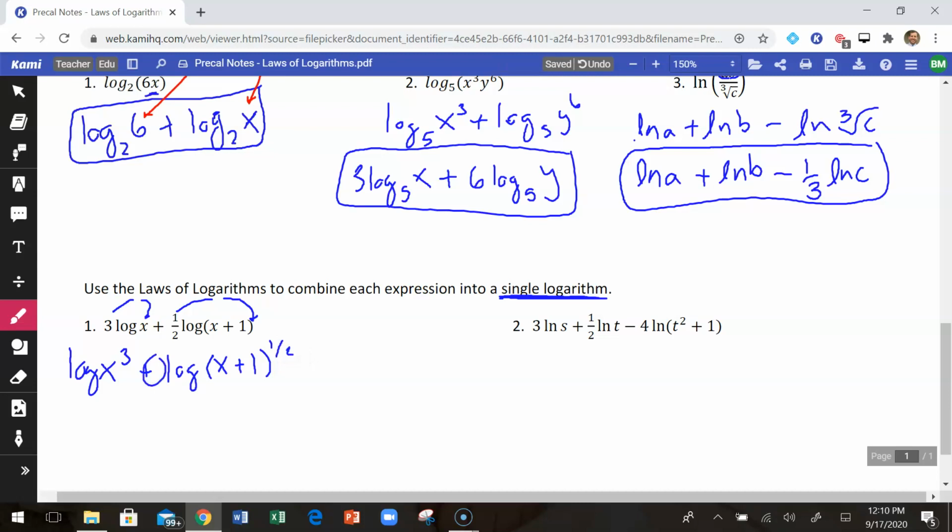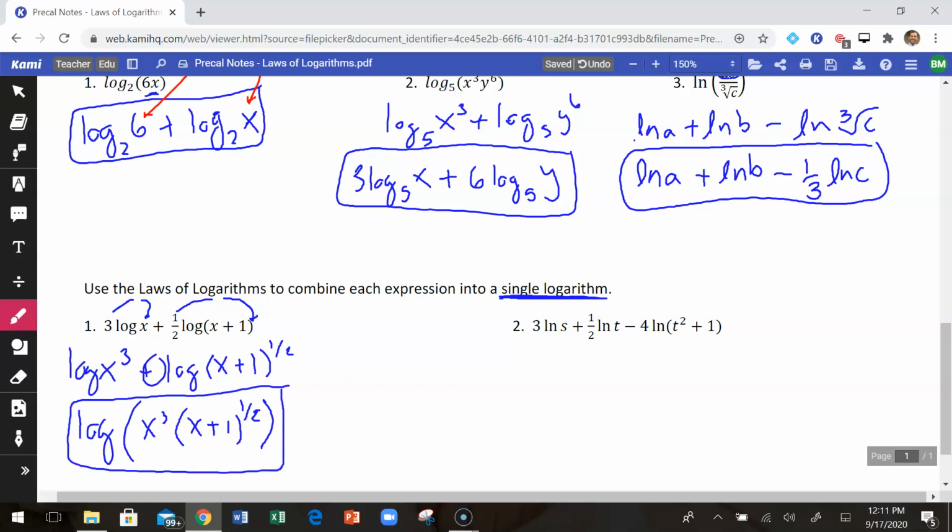Then the addition here means that we're going to multiply on the inside. So we're going to do log, and then all on the inside, we're going to take x cubed, and we're going to multiply by x plus 1 to the 1/2 power. Now I could expand this out a little bit, but I'm not going to. I'm just going to leave it because the directions were to write it as a single log, and we have done that. We have log written one time, log of x cubed times x plus 1 to the 1/2. We're done.